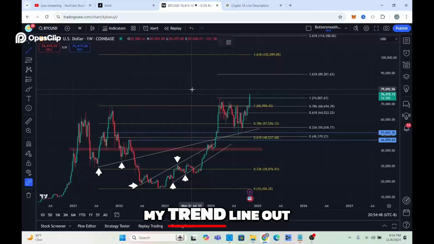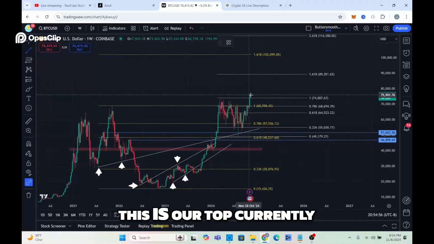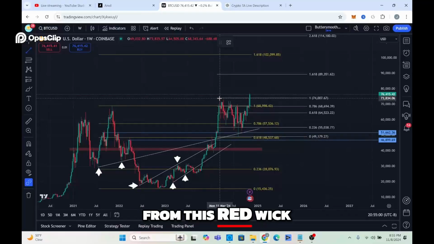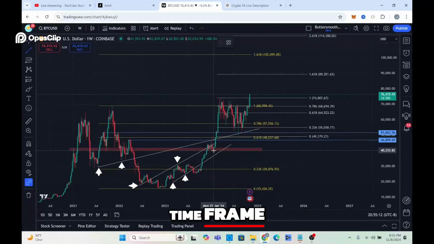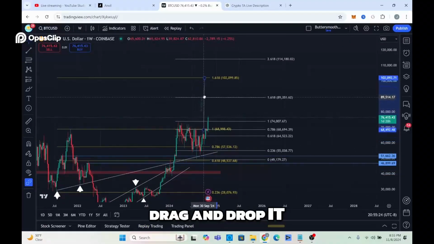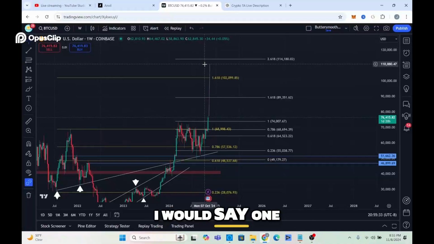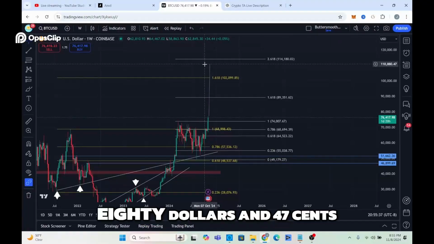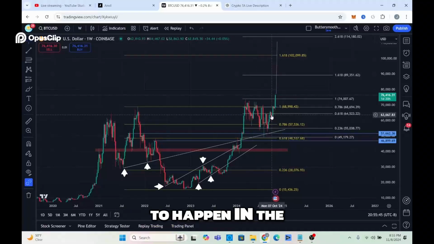Okay. So I'm going to get my trend line out. And you see this movement from the red box on the downside down here to our top up here. Which again, this is our top currently, but let's just go from this red wick here from March 11th, 2024, to the bottom of our red box, which occurred within about a 2-month time frame. Let's go to the bottom of the red box from January 22nd, 2024. Just draw this trend line, and then let me adjust real fast, and then I'm going to drag and drop it. So from current price, the potential top would be here. I would say $110,880.47. So it's just what happens in the past is more than likely going to happen in the future when it comes to investing.